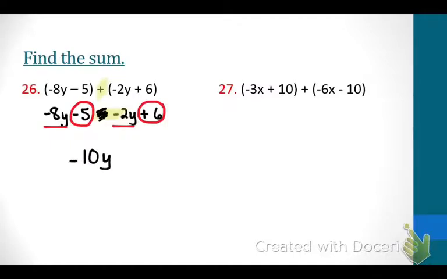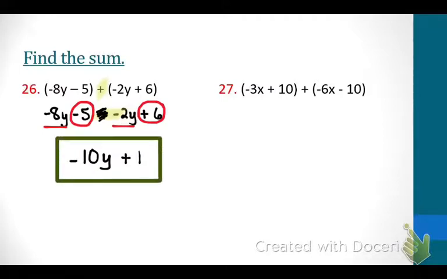All right, let's go on to the next one. Negative 5 and positive 6. Angeline, do I have the same sign or a different sign? Because it's a different sign, what do I need to do? Same sign, add and keep, different sign, subtract and take. So what do you get? Positive 1. Very good. So we're going to add 1. The correct answer is negative 10y plus 1.